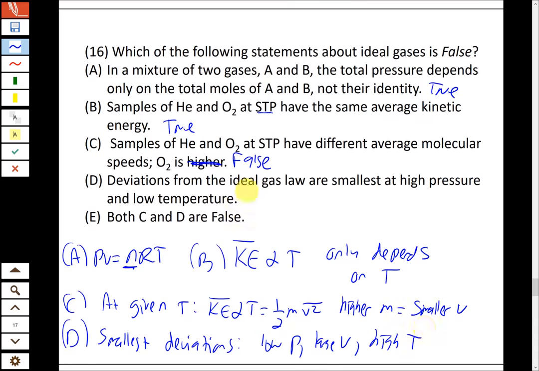So deviations will be largest at high pressure and low temperature. That's when they're going to be largest. So this one is also false as well. Written again in the opposite sense that it should be. So both choices C and D are false statements. That would be the correct answer that we would pick here.